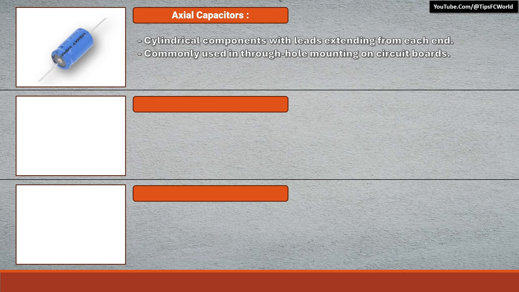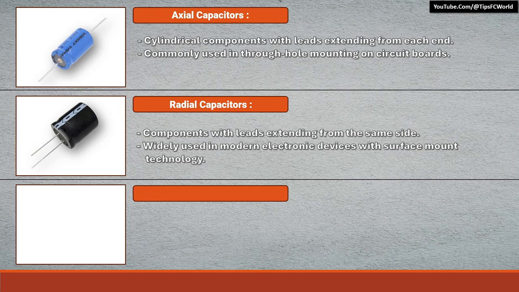Axial capacitors, cylindrical components with leads extending from each end. Commonly used in through-hole mounting on circuit boards. Radial capacitors, components with leads extending from the same side. Widely used in modern electronic devices with surface mount technology.